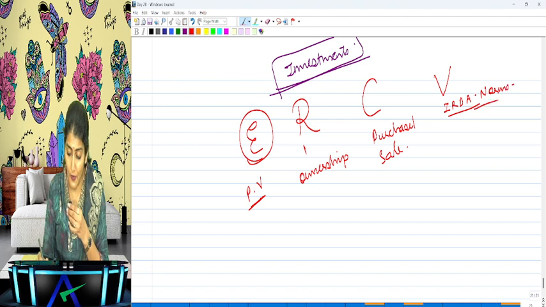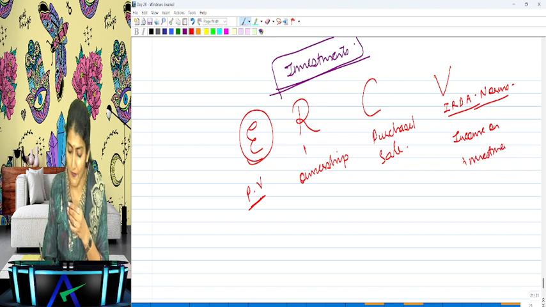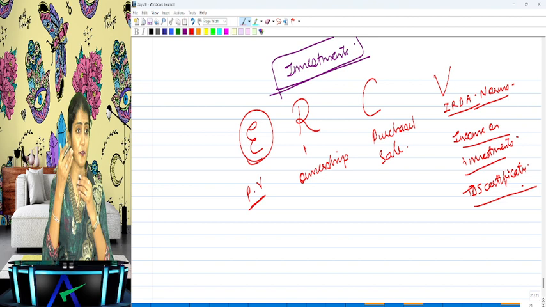Then we also need to check the income on the investments. Has it been duly accounted for? Then any TDS certificates on the income received on the investments.